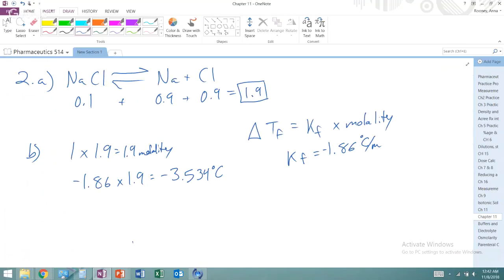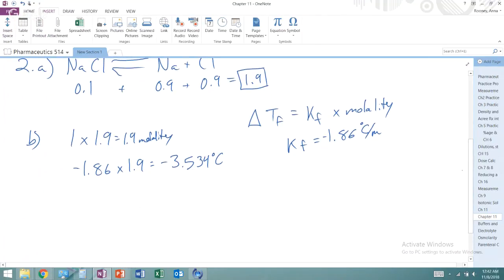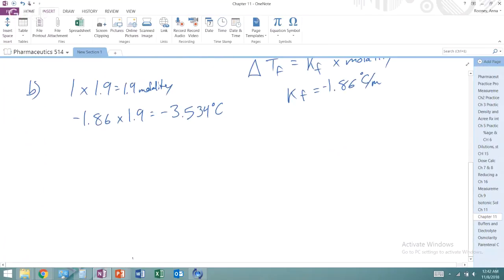All right, let me insert more space. Come on.